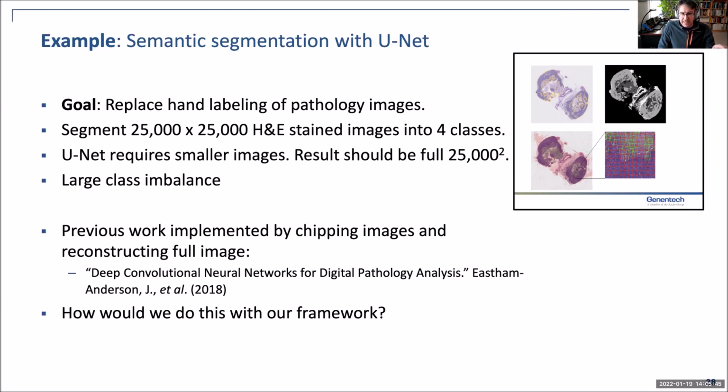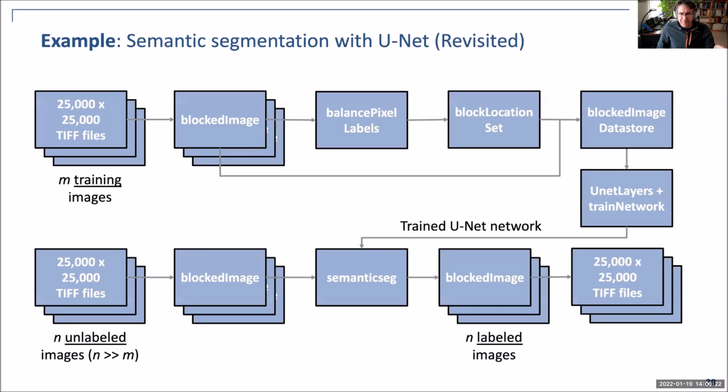So they broke the image down into training chips that they stored on disk, and then from them manually selected a representative balanced set for training. For inference, these images need to be broken into smaller files and then reassembled as well. And this is a natural thing that can be done with blocked image. The results of the UNet network were as good as those which were hand labeled by an expert pathologist, but the solution that they used before blocked image was cumbersome. So let's look at how the framework presented today can simplify this process.